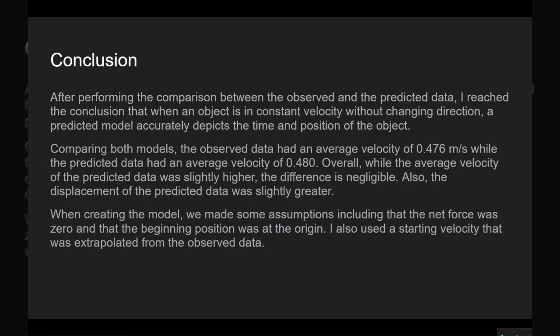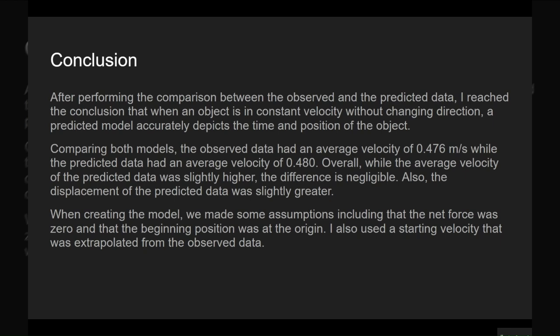And for conclusion, after performing the comparison between the observed and predicted data, I reached a conclusion that when an object is in constant velocity without changing direction and under a controlled environment, a predicted model accurately depicts the time and position of the object. Comparing both models, the observed data had an average velocity of 0.476 meters per second, while the predicted model had an average velocity of 0.480 meters per second. Overall, while the average velocity of the predicted data was slightly higher, the difference is negligible. Also, the displacement of the predicted data was slightly greater.